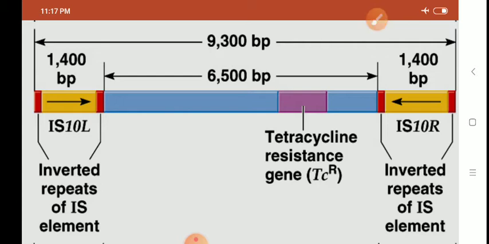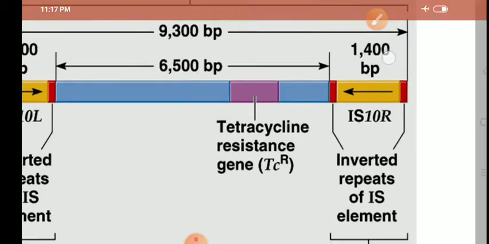Okay. If you look at both the IS elements, they are 1.4 kb in length, that is 1400 base pairs. IS10L means on the left side of transposon Tn10, and IS10R means on the right side of the transposon.